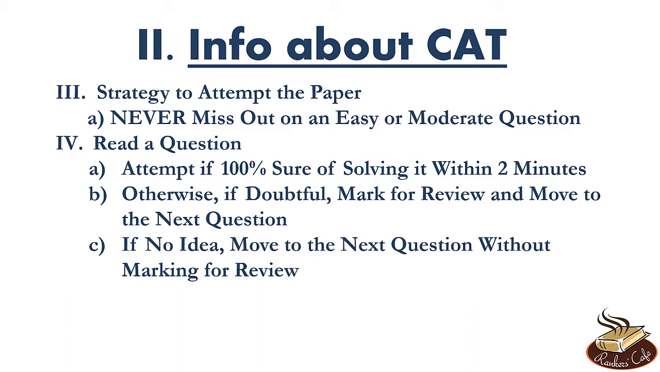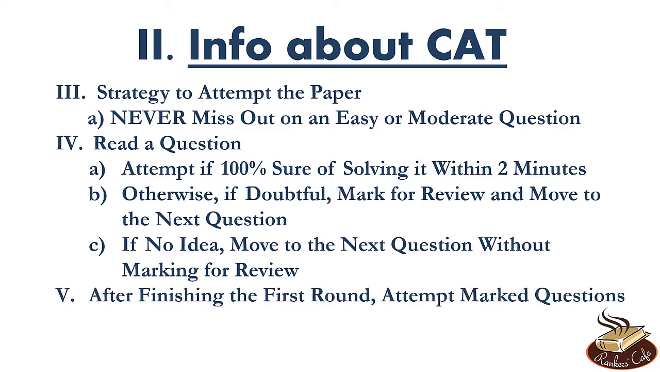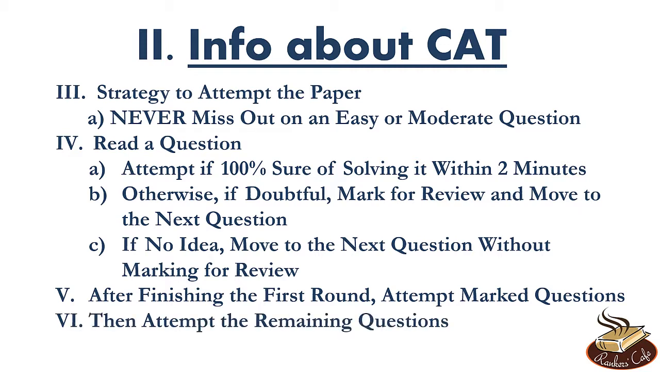In the first attempt, do this for all the questions. In this way, in the first round, you will be able to solve anything between 10 to 15 questions. Then go to the review section and start attempting all the questions that you marked for review. After doing that, in the remaining time, you should try to attempt the remaining questions, which you felt you had no idea about. This is how you should go about attempting the paper.